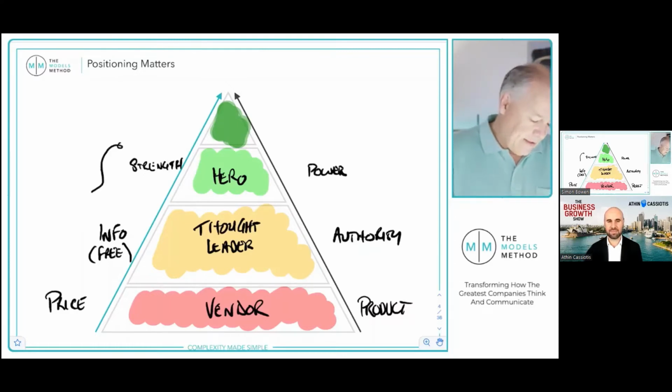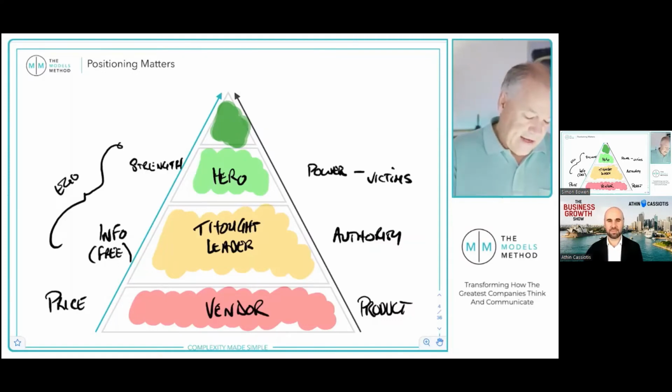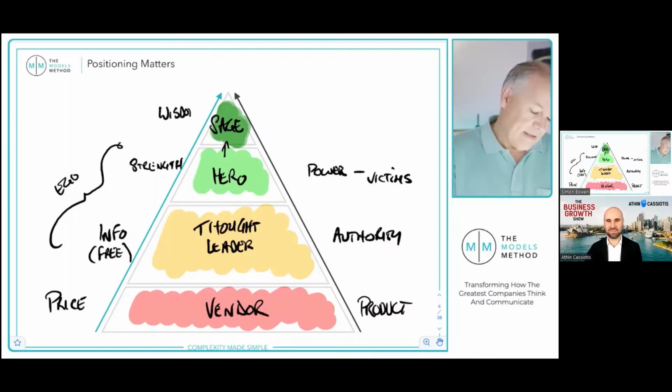Now, both of these require ego to be sold. You sell from ego with these. I'm a thought leader. I can save you. And what you tend to get here is clients who are more victims, who need you to almost save them. And yet every hero has a sage. Luke Skywalker is the hero of the story, but is it Obi-Wan Kenobi? No, it's Yoda. He's getting advice. He's getting wisdom. The sage sells from wisdom.